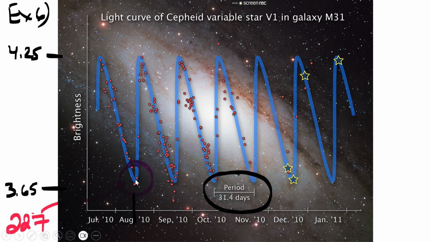So I'm going to pick the fact that this is going to be a cosine curve. And it's going to start for us on August 15th, or on day 227 of our calendar year. So go for it. 30 seconds, try to make as much sense as you possibly can. And try to get an equation, a cosine equation, for the illumination cycle of Cepheid variable star V1 in the galaxy M31.